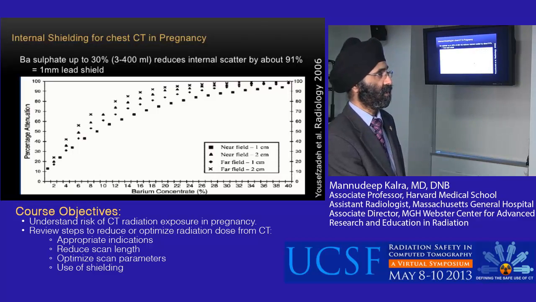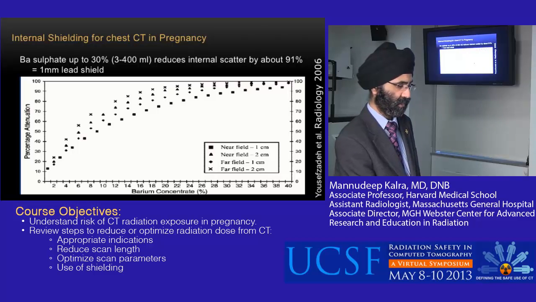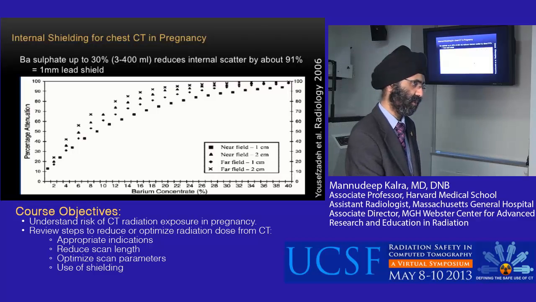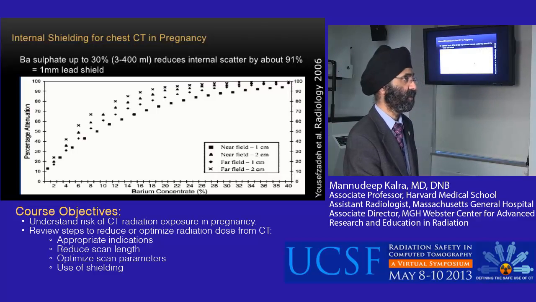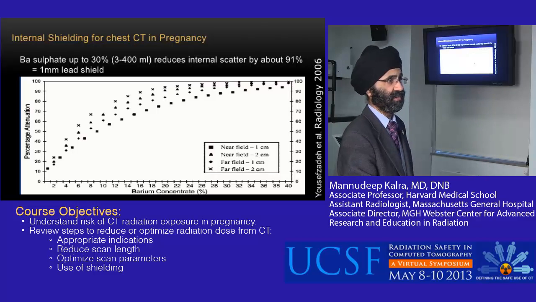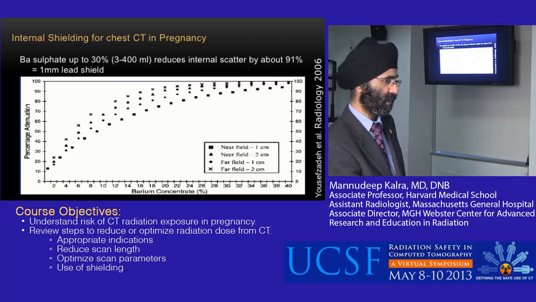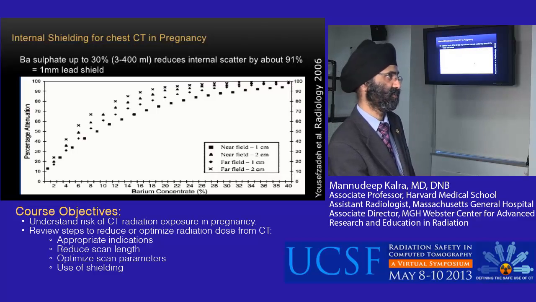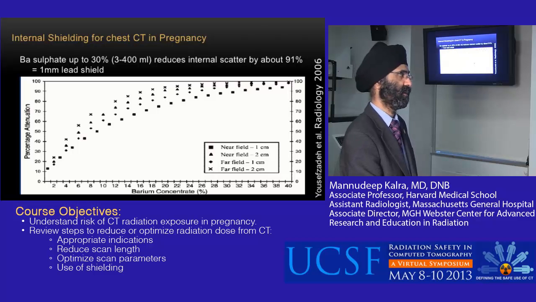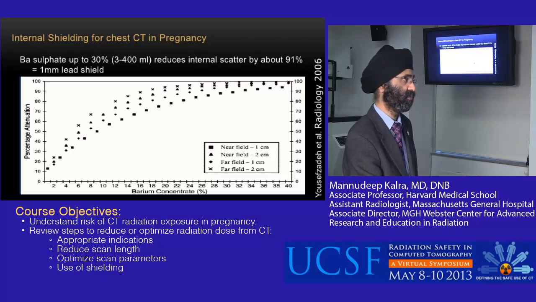So, as we spoke earlier about internal shielding, this paper from Yousafzadeh in Radiology in 2006 illustrates an interesting aspect of reducing dose in pregnancy. These authors used a pregnant phantom in which they simulated pregnancy. Basically what they said was that if we use barium sulfate up to 30%, now remember in CT we typically have a much more dilute barium sulfate suspension, which is about 1 to 2%. So this is considerably thicker or denser than the regular barium that we use for CT.